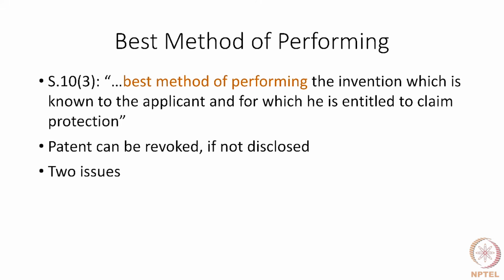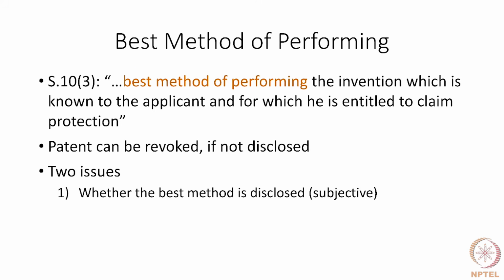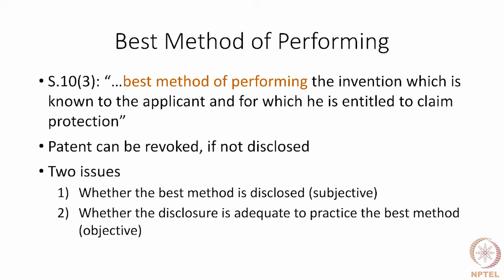Now there are two issues that come out of the best method requirement. The first one is a subjective issue, which is whether the best method has been disclosed by the applicant. This is subjective because you will have to see whether there has been a disclosure at all. The second requirement is, if there is a disclosure, whether the disclosure is adequate to practice the best method. The first instance was to see whether there is a disclosure at all. In the second case, the disclosure is there. Will that disclosure qualify as a best method?